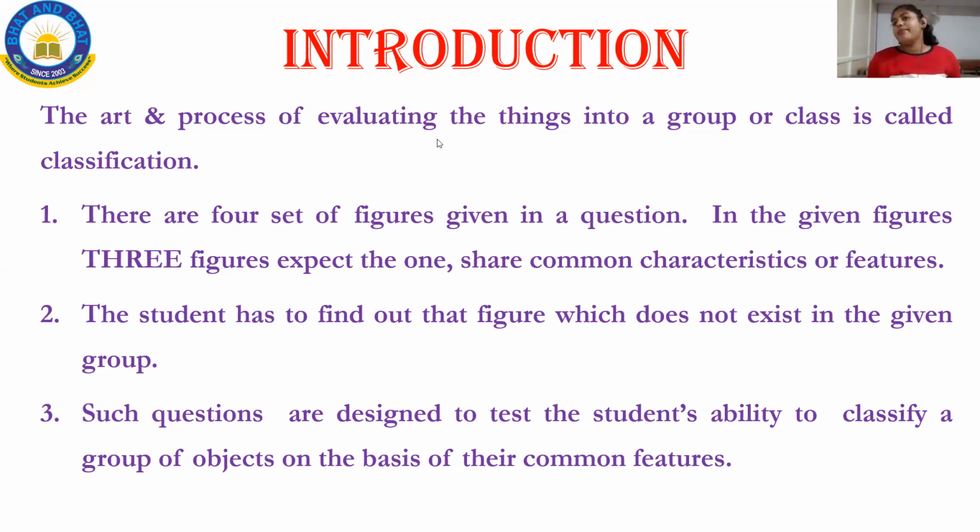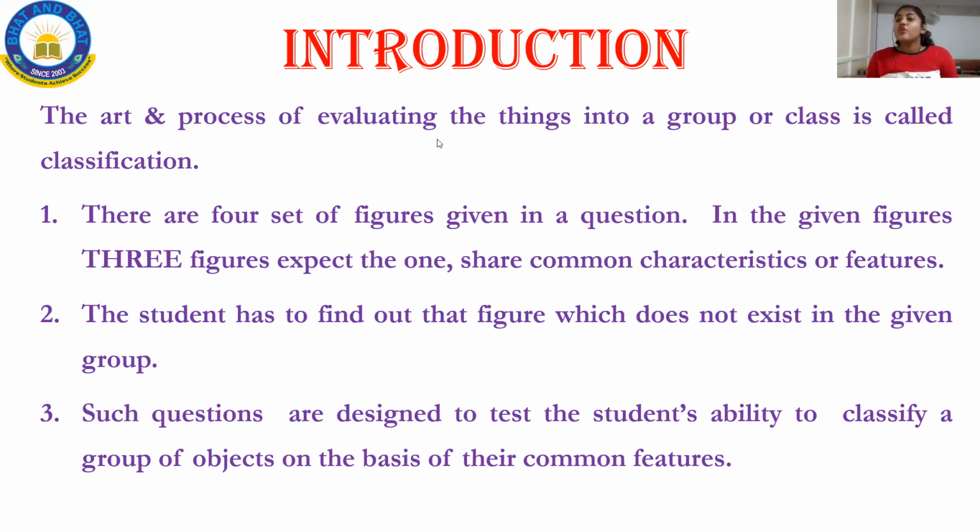So for example, see here: apple, banana, orange, chili. What is the answer? Chili. Why? Because these 3 belong to fruits. These 3 have the same property, but chili is a vegetable. This is how we have to solve.